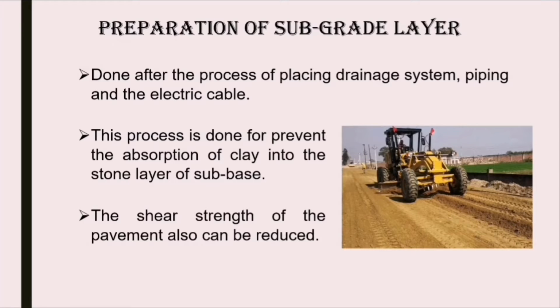The first step is preparation of subgrade layer. The preparation of subgrade layer is done after the process of placing drainage system, piping, and electric cable. The subgrade layer will be compacted and cut to make camber. If the soil is not good in quality, it will be changed to better or more suitable material. This process is done to prevent the absorption of clay into the stone layer of subbase. The shear strength of the pavement also can be reduced.